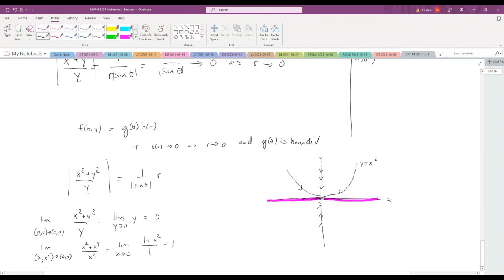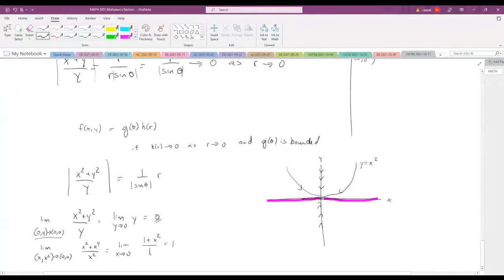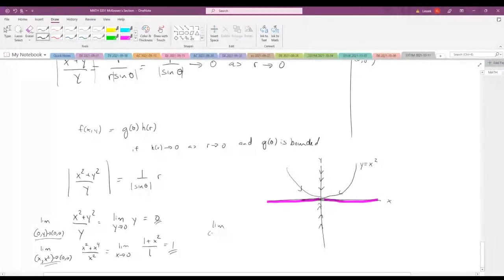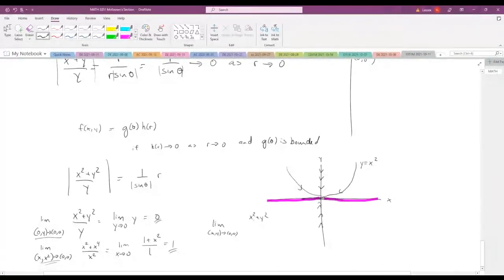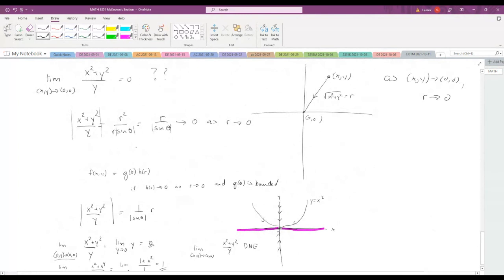We get two different numbers. Going to the origin along the y-axis gave us a limit of 0. But going to the origin along the parabola y equals x squared gave us a different limit. So the limit doesn't exist, because not all approaches yield the same limit. And so that's what I just wanted to warn people about using trig. It's not sufficient that r goes to 0 for the limit to be 0. It would be sufficient to say that this function of theta has to be bounded.